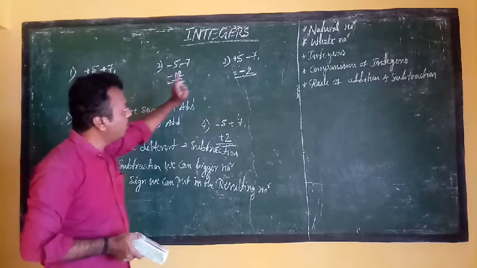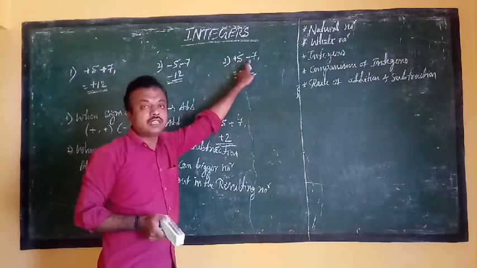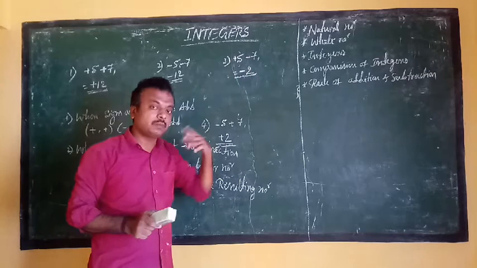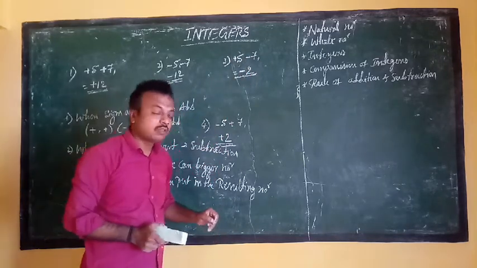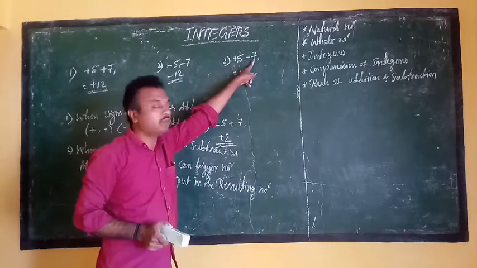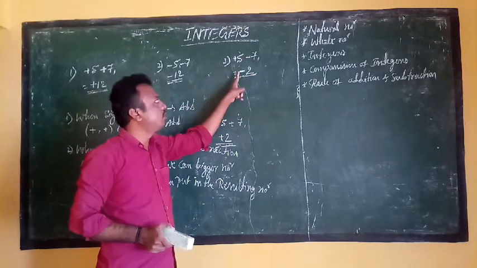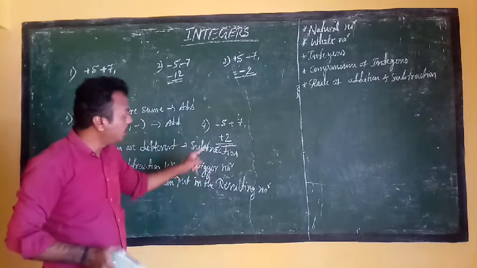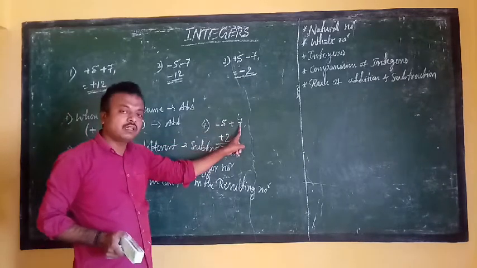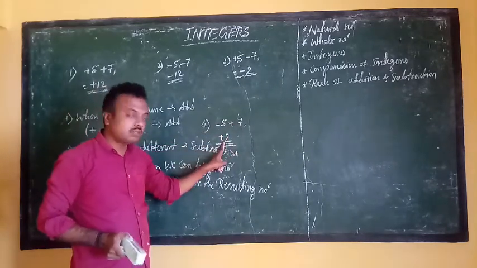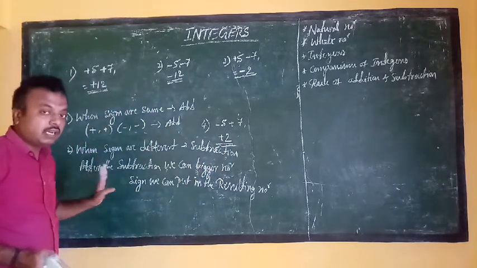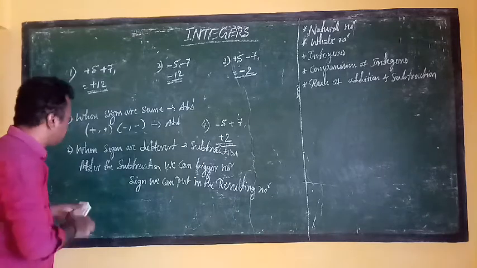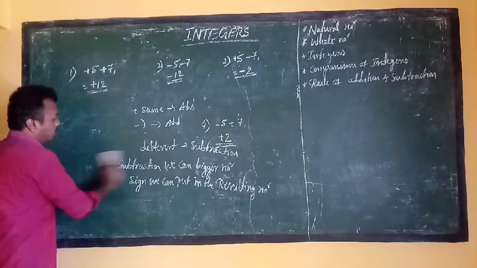Okay. Next, for a different sign, we can do the subtraction. After the subtraction, we put the bigger number's sign in the resulting number. Here minus 7 is the bigger, 7 having a negative, so minus 2 is the resulting number. Here plus 7 is there, 7 is the bigger having a positive sign, so plus 2 is the resulting number. Got it, students? Like this we have to do the addition and subtraction. Okay, shall we do some more examples, we have to learn it.